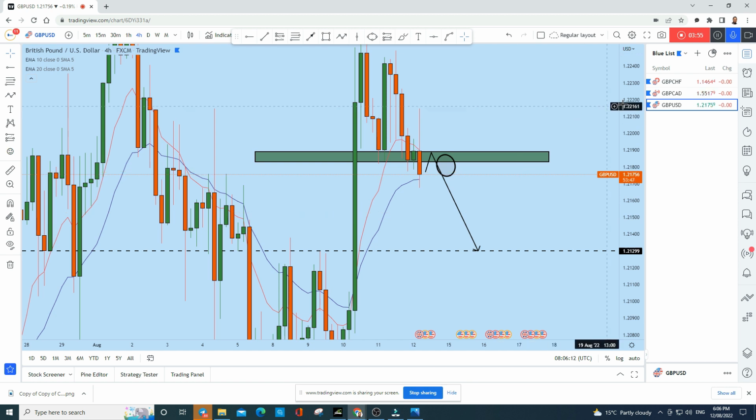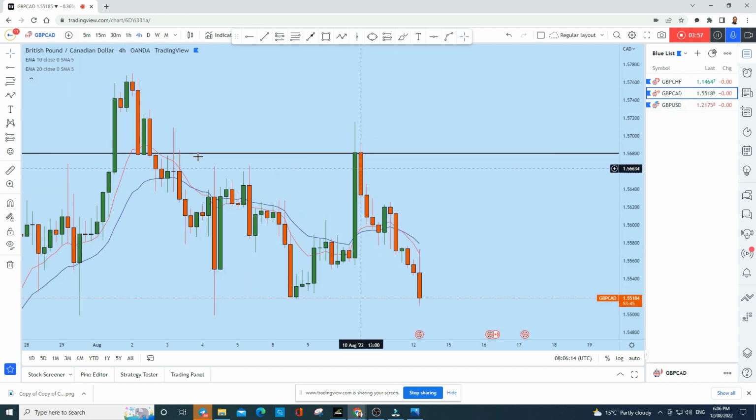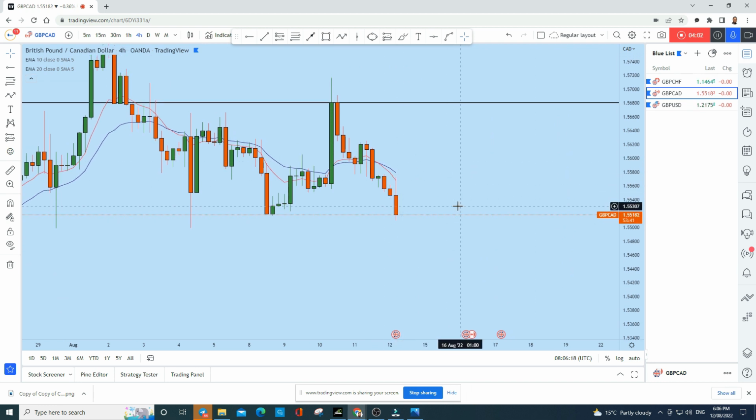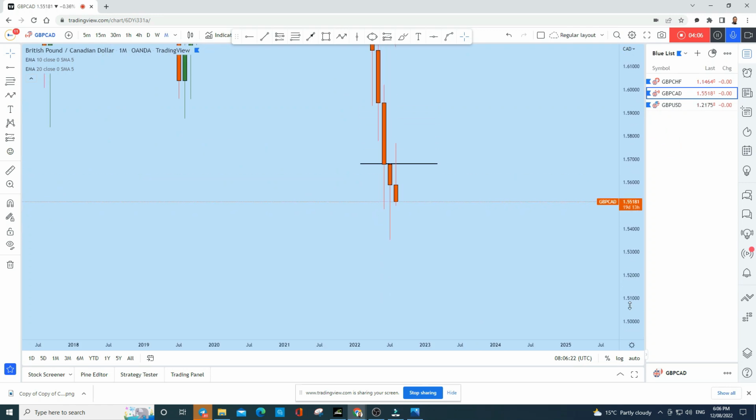Now let's look at GBP CAD, how it is doing. Now GBP CAD, this is the intraday. We see also a significant trading opportunity. Now before we discuss, let's do the same thing. We do a complete multi-time frame analysis.